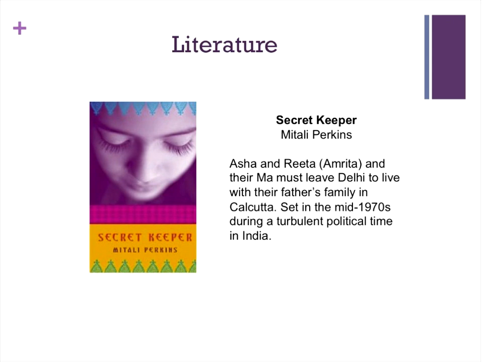Second book I want to talk about is Secret Keeper by Mitali Perkins. Secret Keeper is for a little bit older audience, maybe 7th grade and up. This follows two young girls, Asha and Rita, which is short for Amrita, and their mother. They have to leave Delhi and move in with their father's family in Calcutta. So we see kind of a similar theme here.